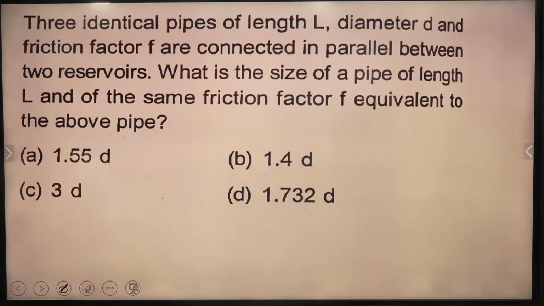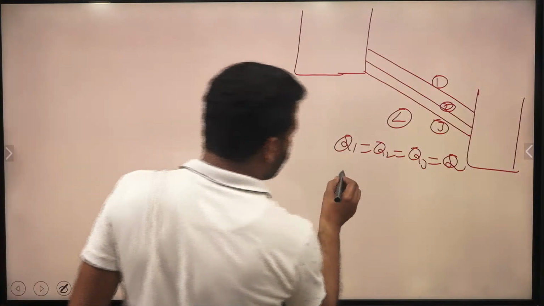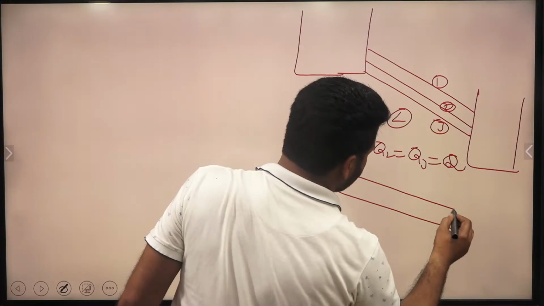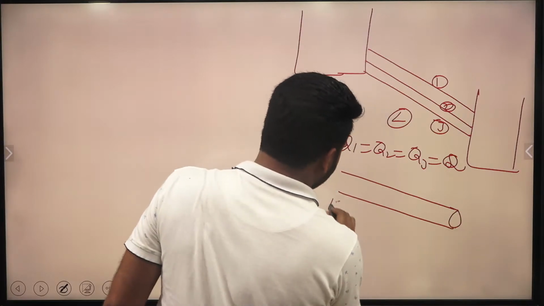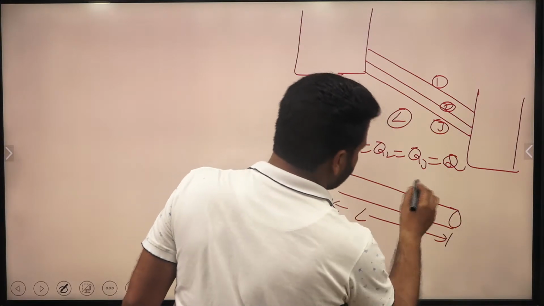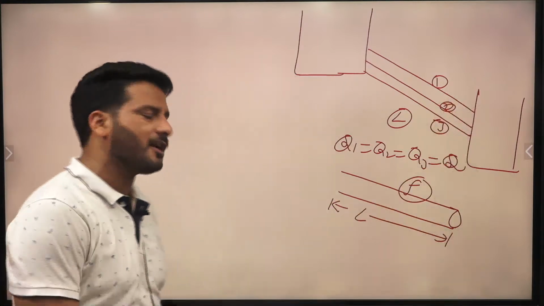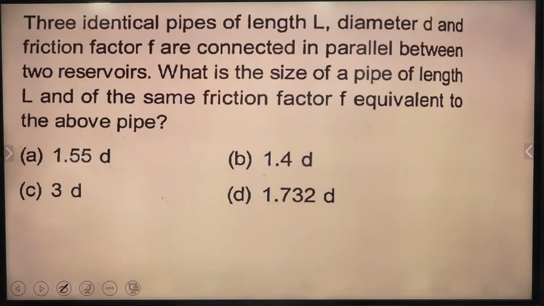So in the question, he mentioned 3 identical pipes having the same length of each pipe, the diameter is the same, the friction factor is the same, so definitely the discharge will also be the same. So if we are replacing these three pipes by a single pipe, that is an equivalent pipe, now having diameter what, the length will be the same, the friction factor will be the same as that of the previous three pipes. So he is asking what is the size of the pipe.